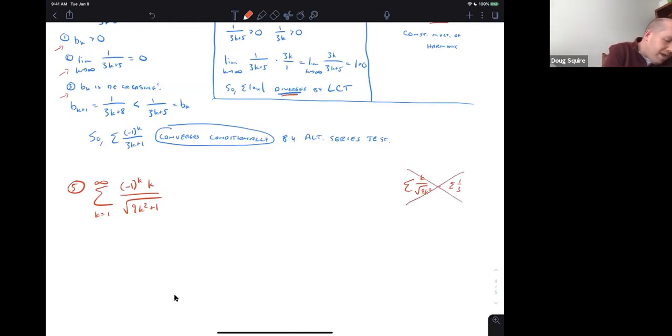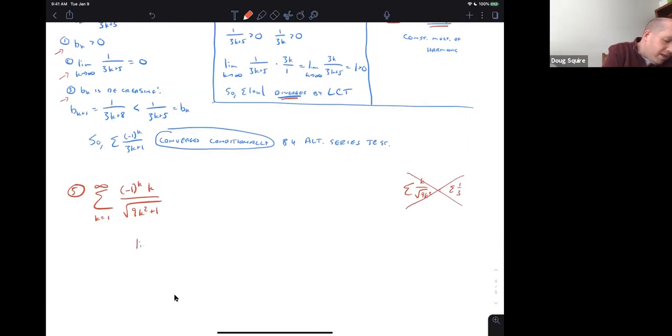So you scrap this, and what you do is you say, okay, the limit as k approaches infinity of the absolute value of a_k is the limit as k approaches infinity of k over the square root of 9k squared plus 1. That's the limit as k approaches infinity of k over 3k, which is 1/3, not 0. So the series diverges by the k-term test, or the test for divergence.